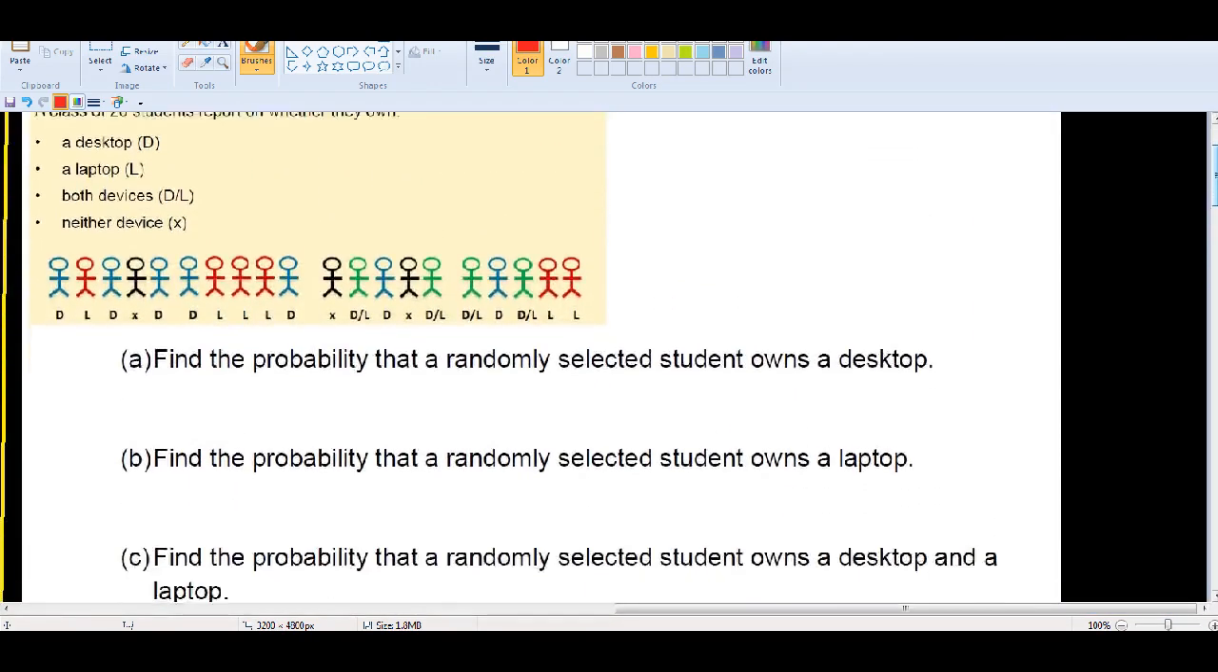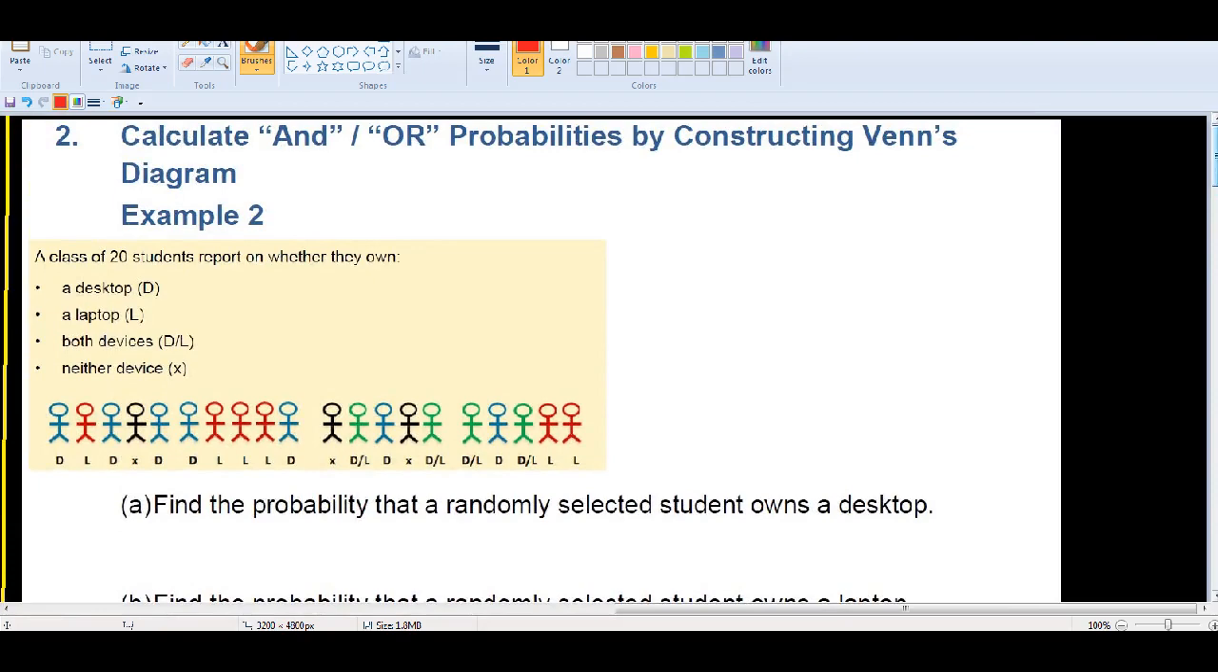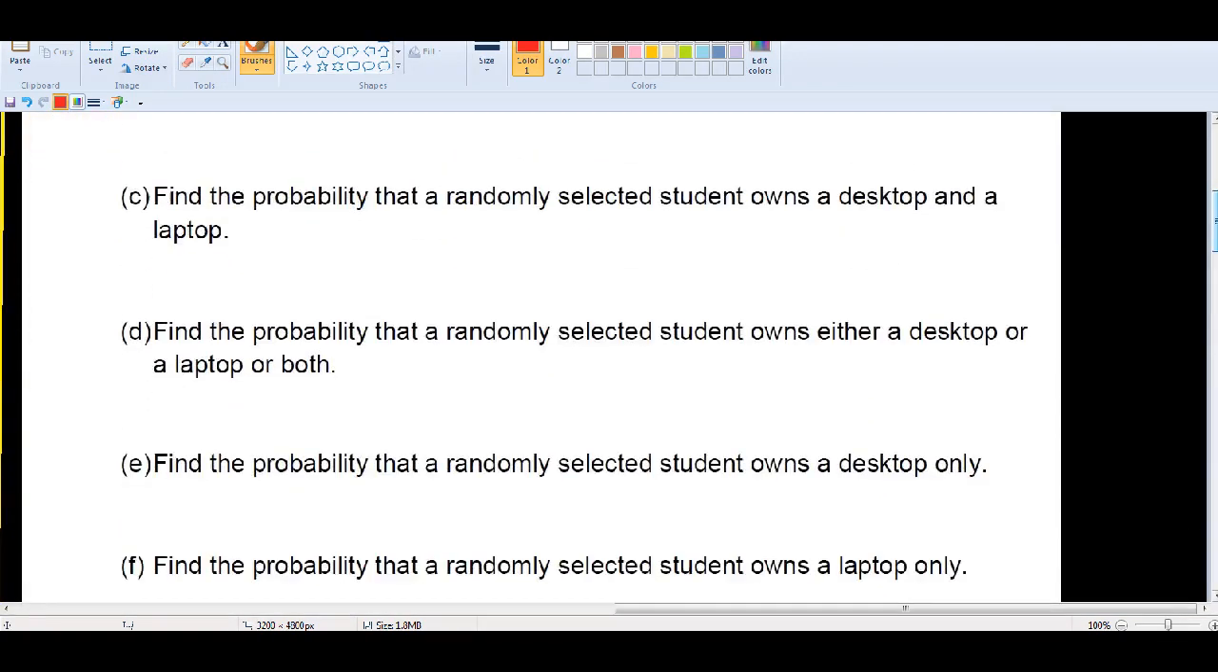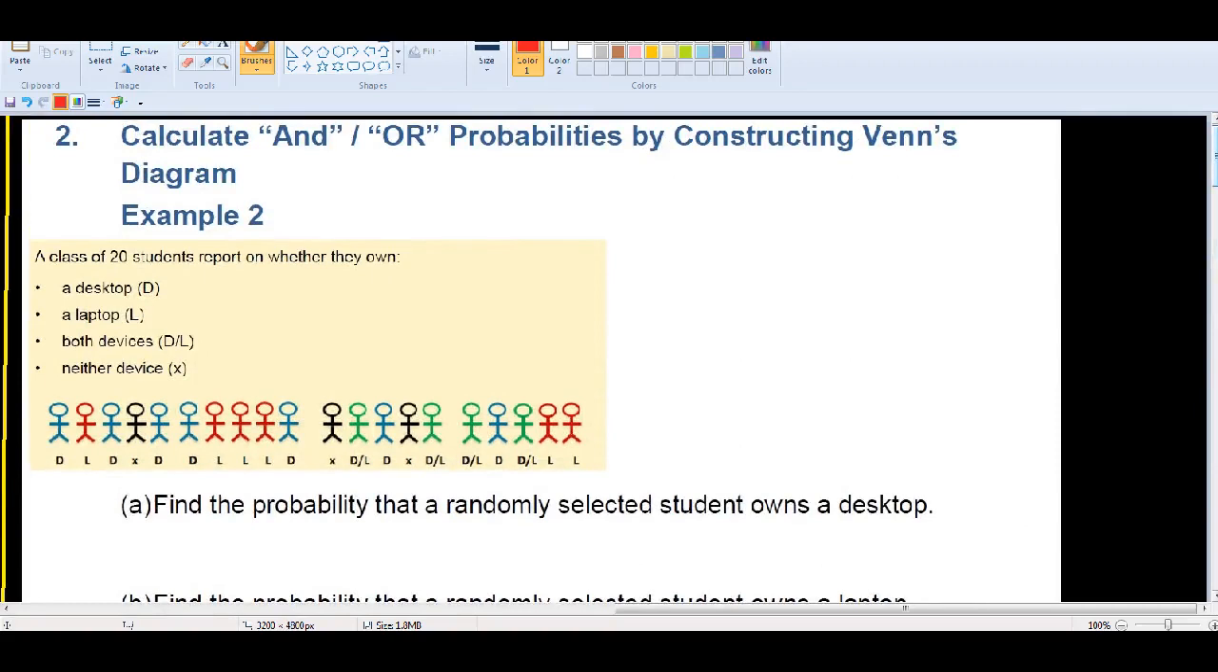Let's have another look. Alright, so this time we are going to do the laptop and desktop one. So we have done that last time, haven't we? Again, it's about a lot of people who might have desktop, who might have laptop, who might not have either device, who might have both devices. If you still remember, we constructed our Venn diagram last time. So to do the following probabilities, you need to construct your Venn diagram.